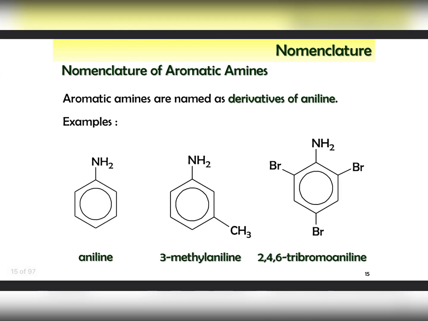Okay, so untuk aromatic amine, most of them adalah derivative kepada aniline. So aniline ni kita dah pernah jumpa before this dalam chapter benzene, and this is the structure of aniline. Okay, so aniline is if you have NH2 bonded to benzene ring. So this is the IUPAC name, and this one is the common name.